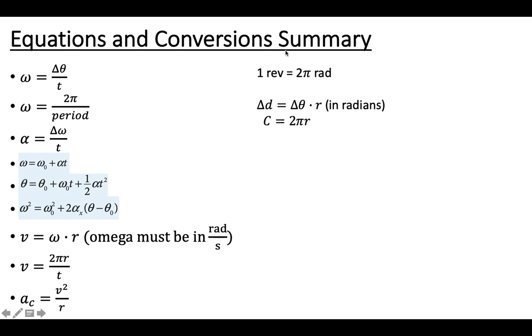Another thing I wanted to mention here is I didn't really put this equation up before. Delta D equals delta theta times R. This is basically the conversion that 1 revolution is 2 pi radians. 1 revolution is 2 pi radians. This is just if you want to convert regular distance to angular distance. And it seems like, well, why would you give me this equation right at the end and we didn't really talk about it?